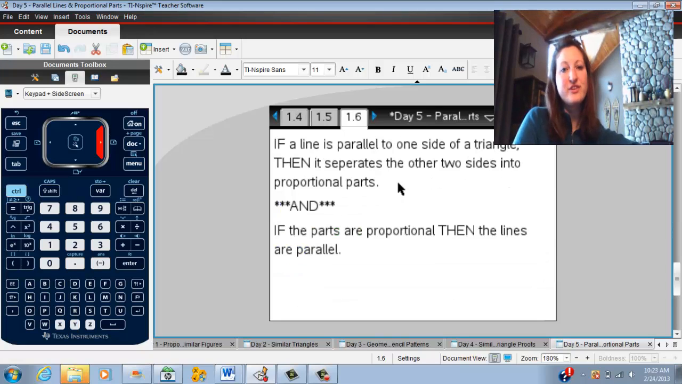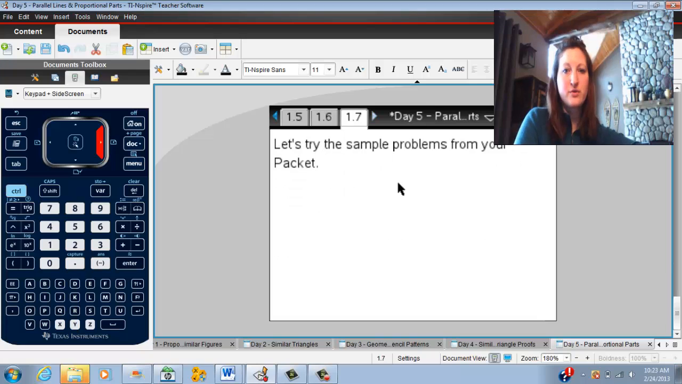Okay, so if a line is parallel to one side of the triangle, then what that tells us is that it separates the other two sides into proportional parts. And if the parts are proportional, then the lines are parallel. So what we're going to do again is do a couple of problems from your packet so that you can see how all of this goes together.